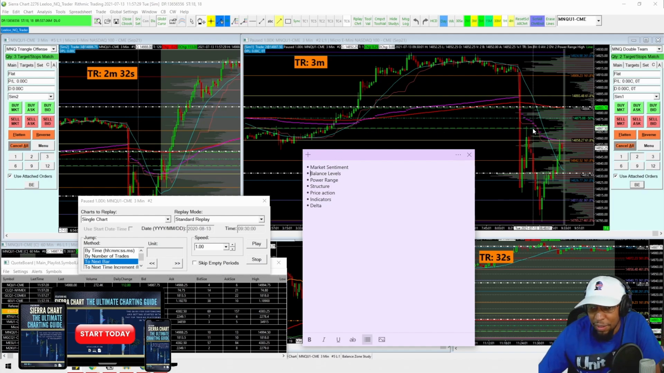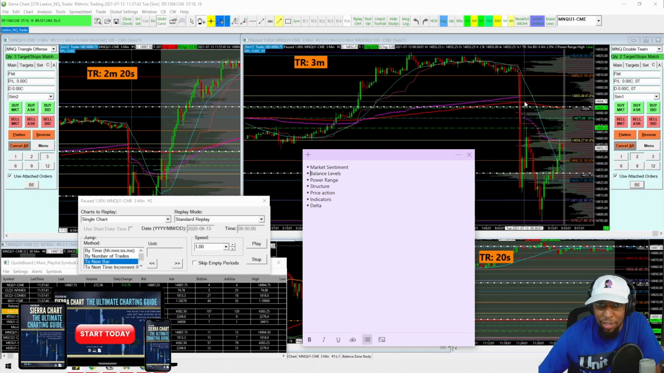Now, for us to continue selling off, I really don't want us to break this pivot that we got right before the open in the pre-market. But if we do break it, that doesn't mean shorts are all out.